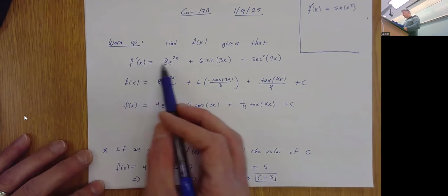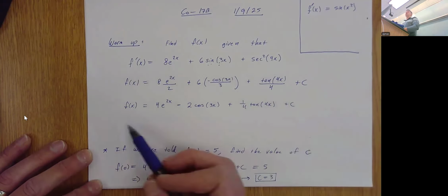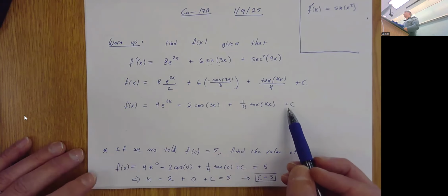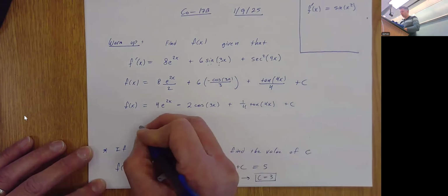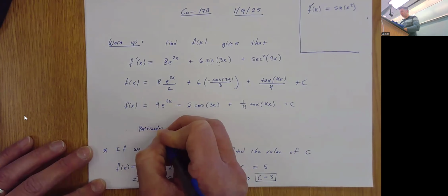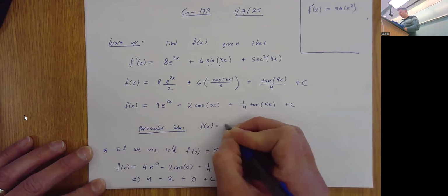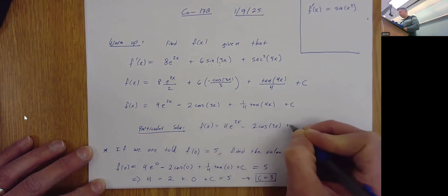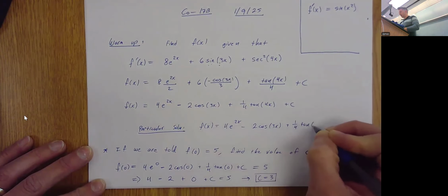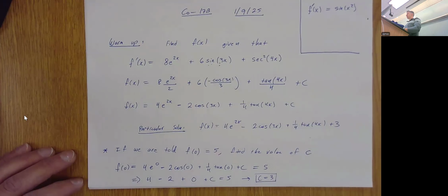Anyway, we solved this differential equation and we found the general solution. This is a family of solutions where C could be any constant. But then we were given an initial condition and we found the particular solution. Well, actually, we didn't write it down. The particular solution here would be the same function with that value of C plugged in. So f of x would be 4 e to the 2x minus 2 cosine of 3x plus 1/4 tangent of 4x plus 3. That's your particular solution for this particular initial condition.